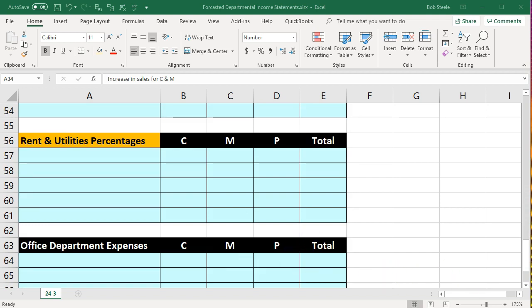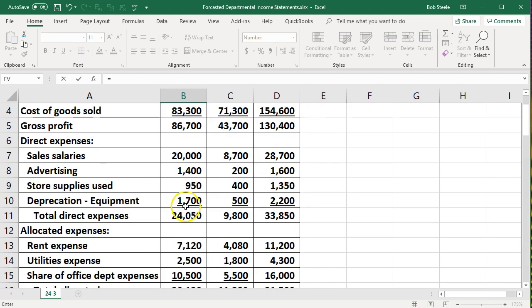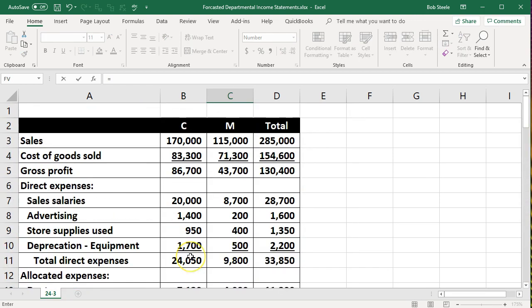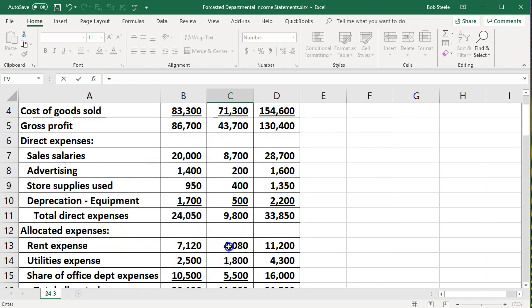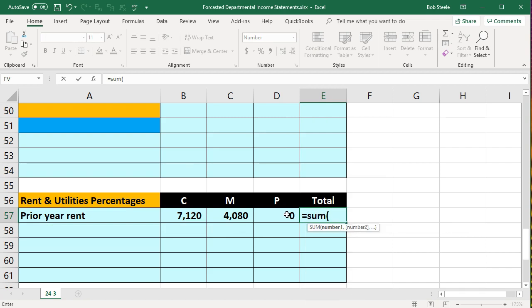So we're going to say, hey, let's start with the prior year's rent. Here's what we had last year. For C, scrolling back up, the rent allocated to C last year was 7,120. Tab. The rent allocated to M last year, scrolling back up, was, where did it go? 4,080. And now we don't know, P of course was 0 last year because there was no P. So we're going to sum that up then, summing up this column.